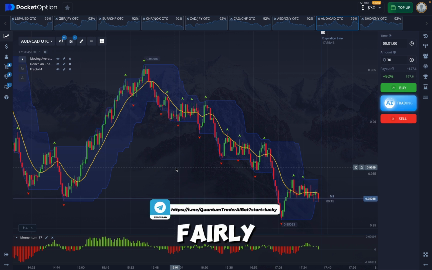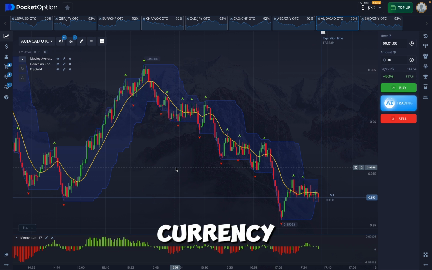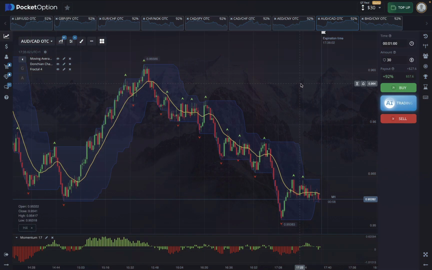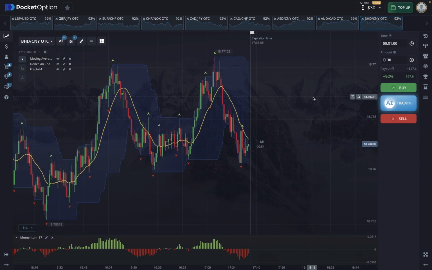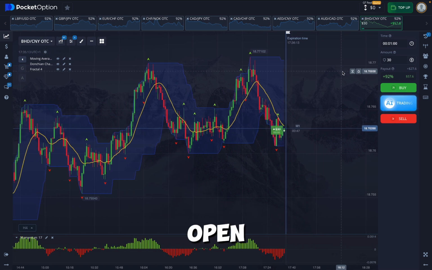So I conducted a fairly serious analysis before the start of trading. We trade on a minute time frame, and let's select the first currency pair in order to open and find the most optimal entry point. Well, the entry point did not take long to wait. Here, our position will open for an increase.